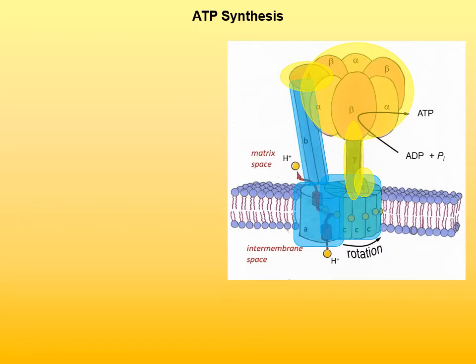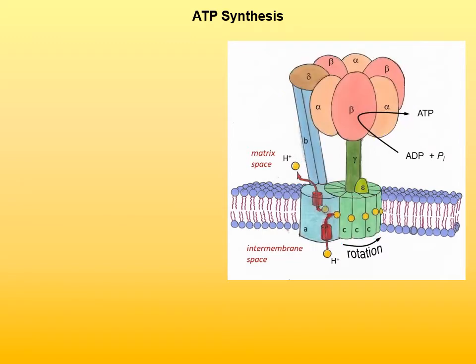The rotor is composed of units eta, gamma, and C12, while the stator is composed of A, B2, delta, A3, and BT units. So here we have still highlighted units, F1 highlighted in yellow and F0 highlighted in blue. Now you can see ATP synthase better, and you can see the rotor and stator.